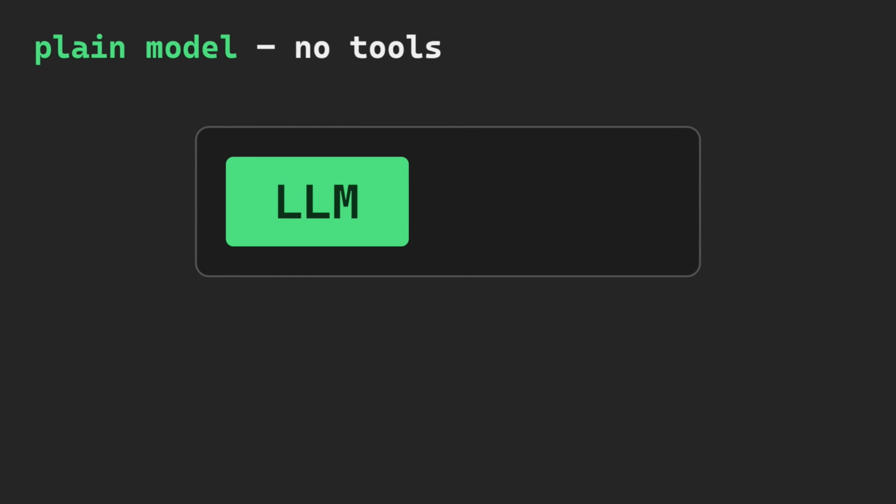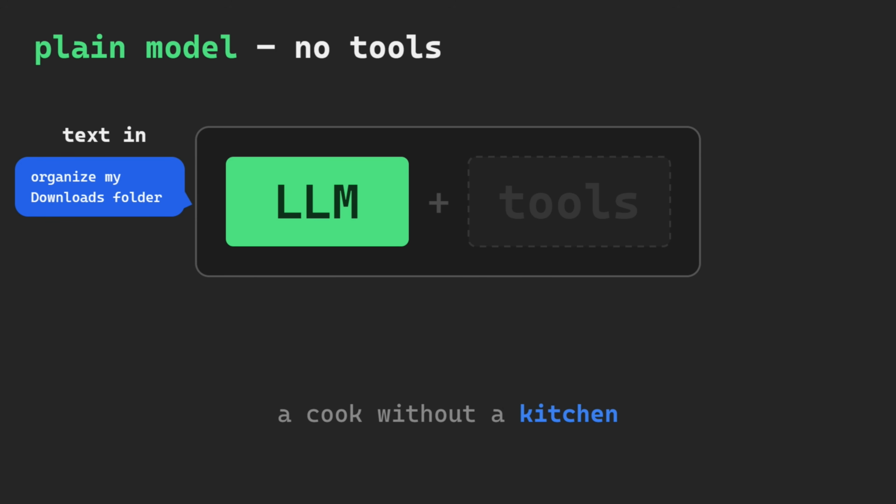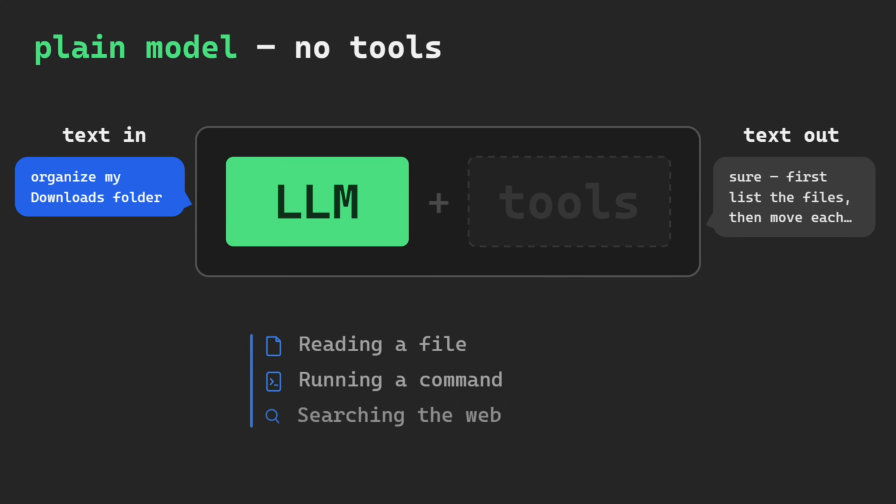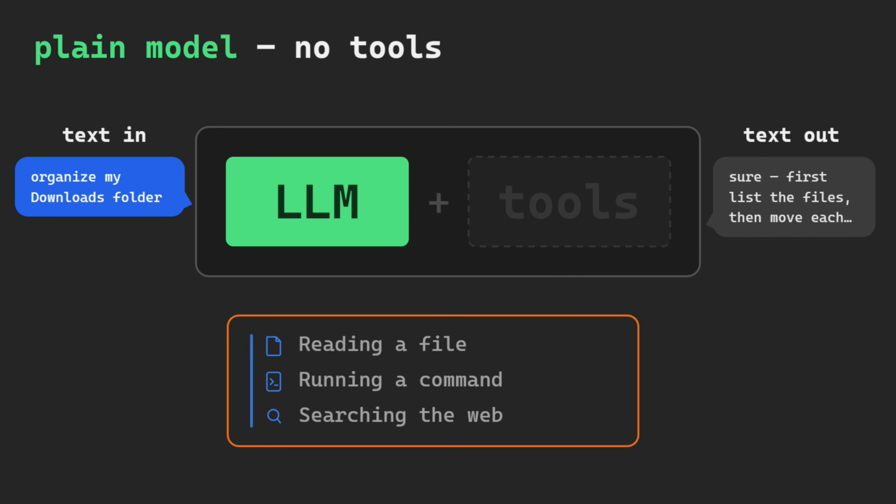A language model on its own is like a cook without a kitchen. It knows the dish, it can talk you through every step, but there is no pan, no knife, so nothing to actually cook with. If you ask it to organize your files, it just writes you the recipe. So it takes text in, and what comes back is text as well, which means it can describe an action perfectly well, but it has no way to carry it out by default. And when you see those status lines in your own AI assistant, that's a language model with tools already wrapped around it. Let's do the same.